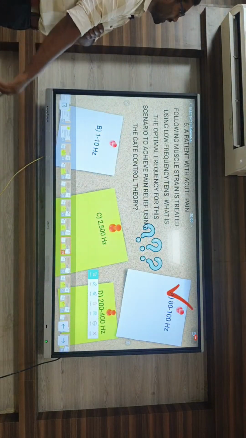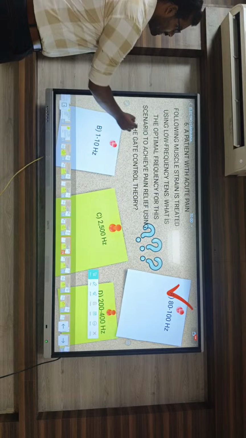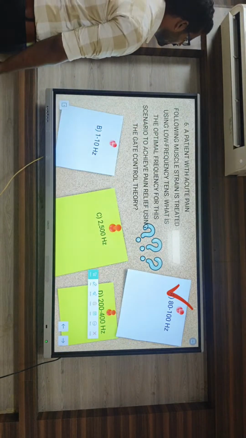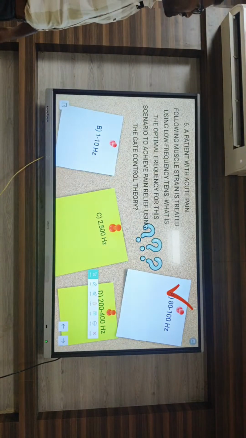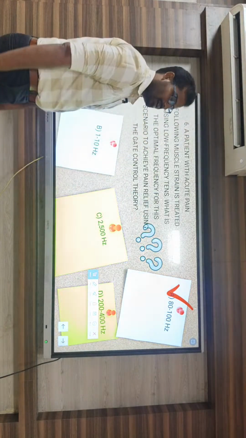A patient with acute pain following the muscle strain treated using low frequency TENS. So low frequency TENS அப்படினா என்னது? Which type of the TENS? That is the acupuncture type of the TENS. And what is the optimal frequency for this ischemic to reducing the pain? So exactly that is the 80 to 100 hertz of the frequency.